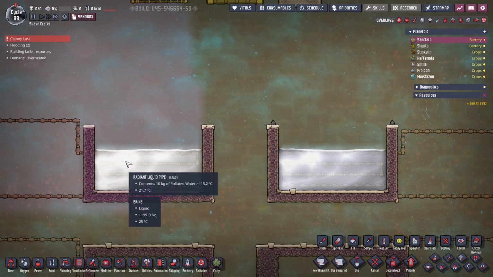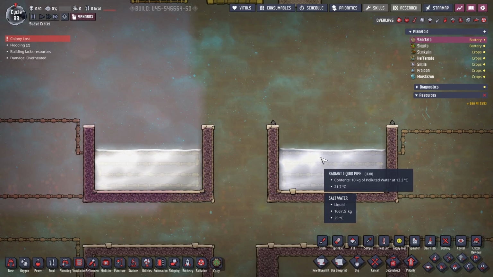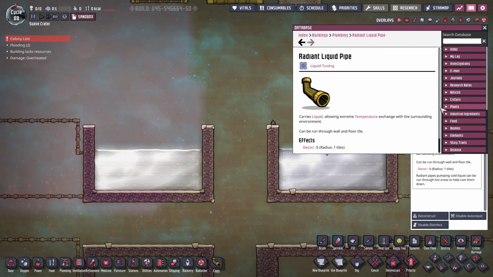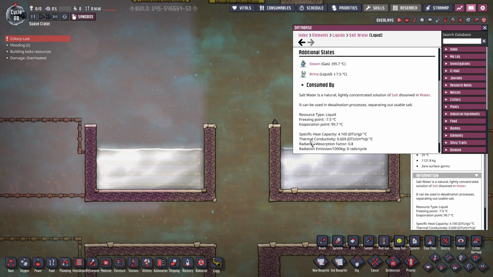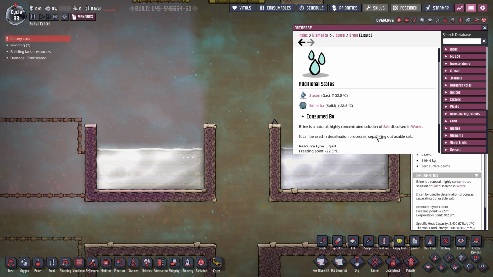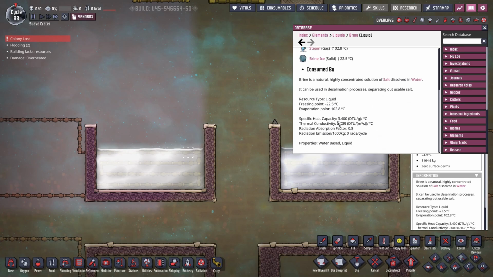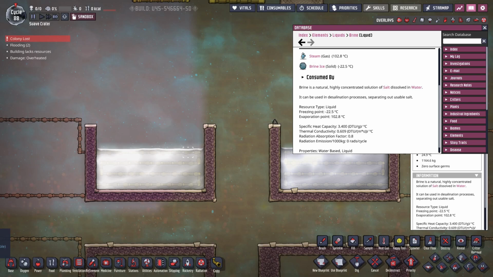So now we see some examples. Here I have brine on the left and I have salt water on the right. If we look at the properties of the salt water, we can see that it has a specific heat capacity of 4.1 and a thermal conductivity of 0.609. And we have brine that has a specific heat capacity of 3.4 and a thermal conductivity of 0.609 as well. That means that the brine needs less energy in order to see its temperature change. Therefore, if we try to cool it down, it should cool down faster. The brine should cool down faster than the salt water. So that's what we're going to try to see.